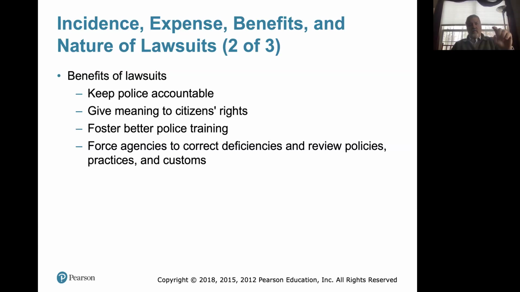So you've got the improving of the actual police officers' training, but then you also have correcting the deficiencies of the reviews. How is police behavior reviewed? Oftentimes, police behavior is reviewed by the police, and whether or not that's a good model, we should maybe consider other ways of reviewing policies, practices, and customs.